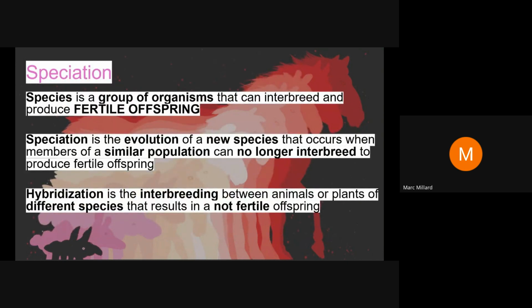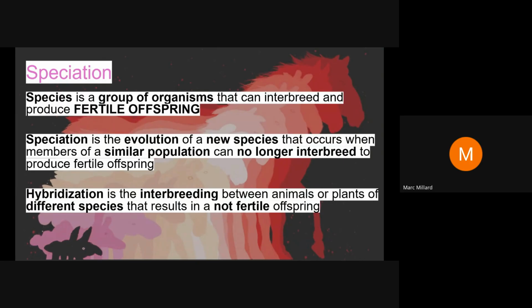A species is defined as a group of organisms that can interbreed and produce fertile offspring with one another. Speciation is the evolution of a new species that occurs when members of a similar population branch off from each other and can no longer interbreed to produce fertile offspring.